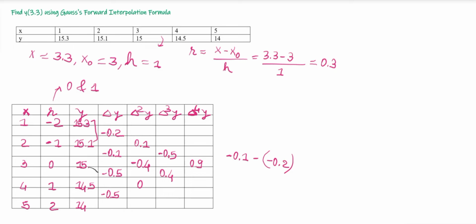Previously we saw the arrow pattern. We'll create the arrow pattern like this. Start from 15. Why are we starting from 15? Because our x0 is 3, and the value that we have to find lies between 3 and 4. So one down arrow, then an up arrow, again a down arrow, and then an up arrow.